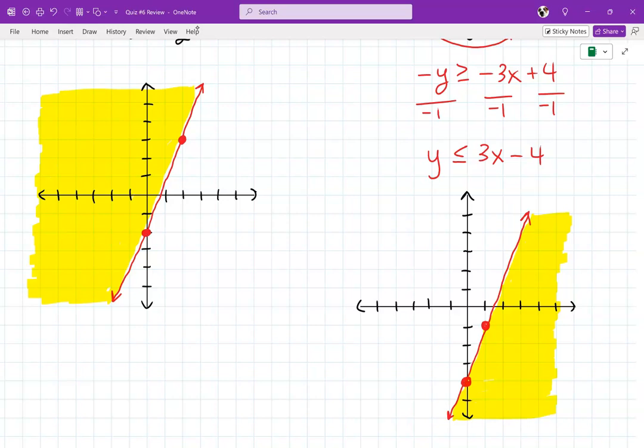So there's your answer. Again, I noticed that I didn't do one that was just less than. But if I would have changed this equation to just a less than, then it would be dashed. So there is a difference between dashed and solid.